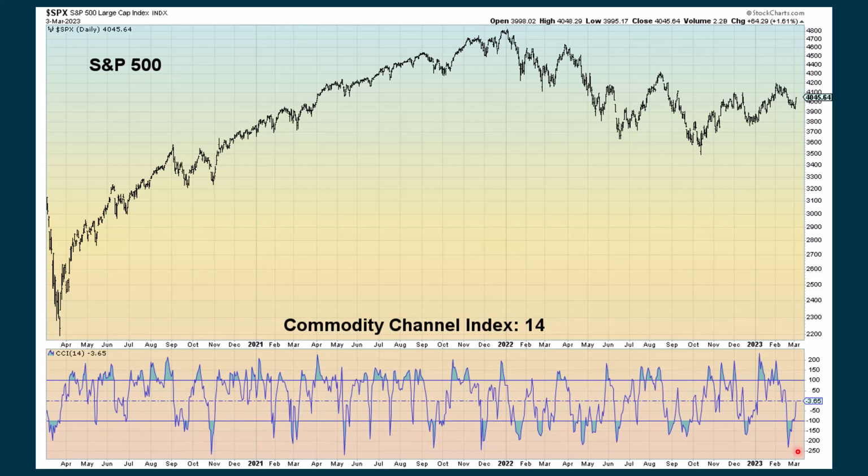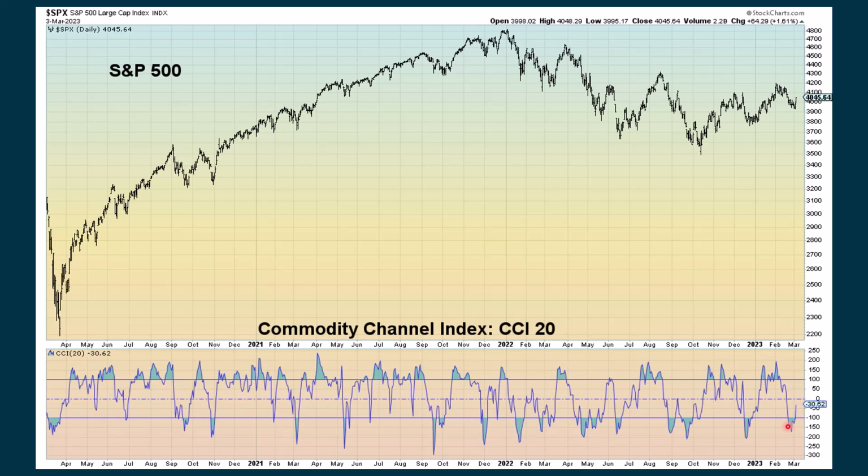Looking back at the CCI 14, we were extreme negative and we're bouncing back up. We're still a little bit below this dash line. And looking at the 20 period CCI, extreme negative, bouncing up, but we're still negative overall.